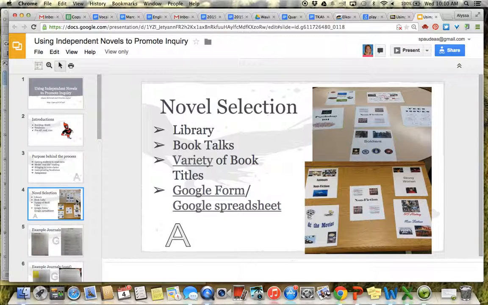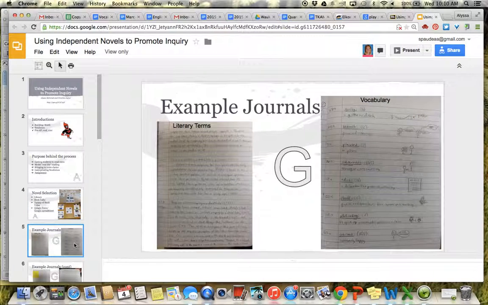And then we created a Google form or a Google spreadsheet that also was a good organization tool to list our students' names, their book that they chose, and then also the question that they would be eventually researching later on in the project. As the students were reading, they created example journals.